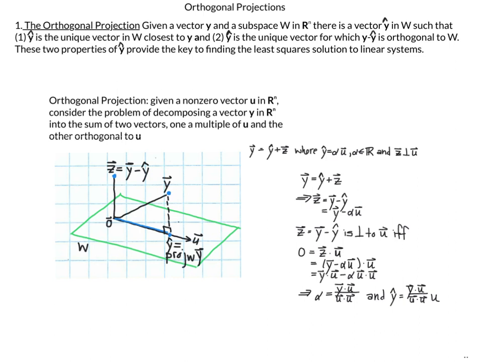And then we looked at this z, and we said it's perpendicular to u if z dot u is equal to 0. So plugging in y minus alpha u for z, and then dotting it with u, we come up with y dot u minus alpha u dot u equals 0, which means that our alpha is equal to y dot u divided by u dot u. And then we could say that y hat was our alpha times u. The similarities of these two problems are going to give similar calculations and similar results.